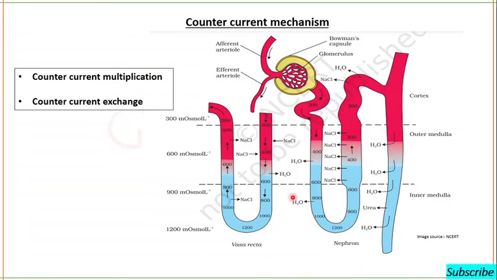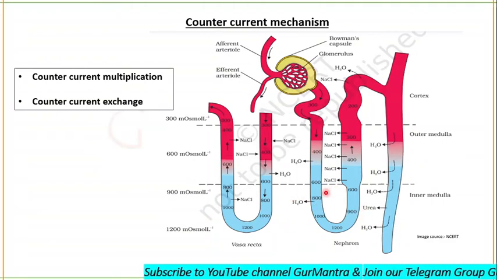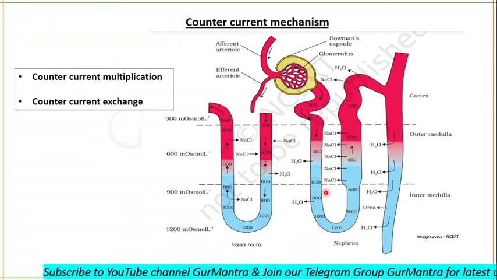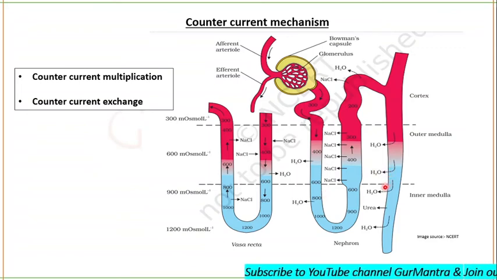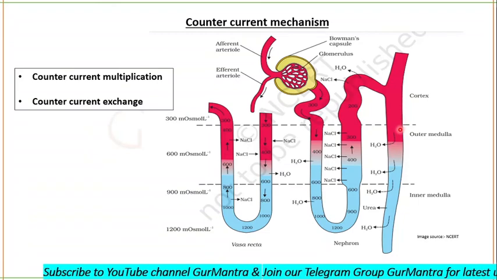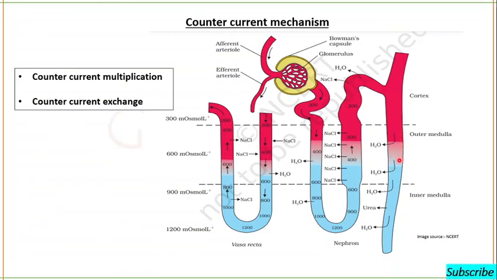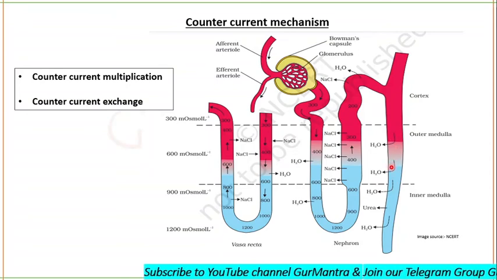create an osmotic gradient. How? The more the solute concentration, the more the osmotic pressure, which will result in osmosis. And osmosis occurs as the collecting duct is going deep into the medulla. Exosmosis occurs from the collecting duct.